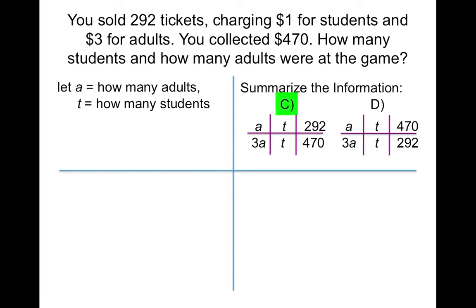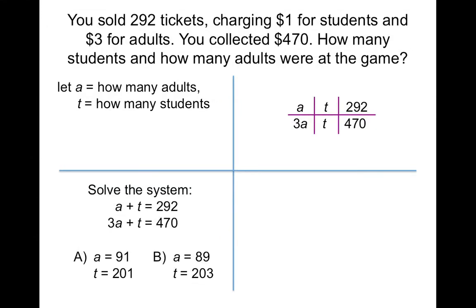Our numbers of tickets should add up to 292, and the dollar value should add up to 470. To find the dollar value, we'll have to multiply the number of adult tickets by 3. The table we organized leads directly to the two equations to solve. a plus t is 292, and 3a plus t is 470. Use your favorite method to solve the system of equations.